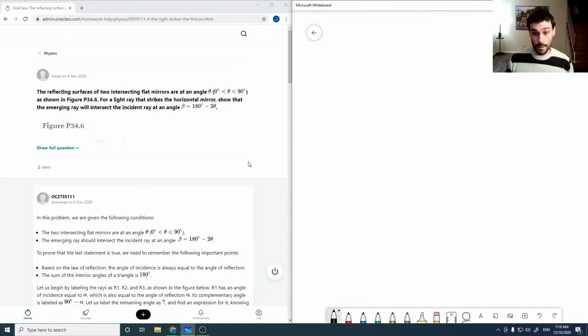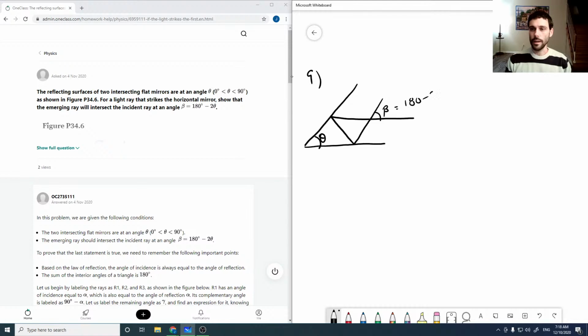Okay, so here we've got two mirrors, and I'm just going to draw the figure. And they make an angle theta. And then we've got our rays, which come in and bounce out and bounce around. And we're asked to show that this angle beta is equal to 180 minus 2 theta.